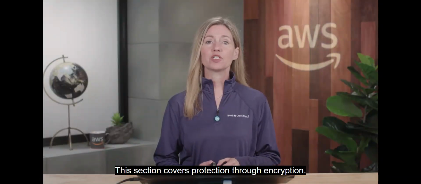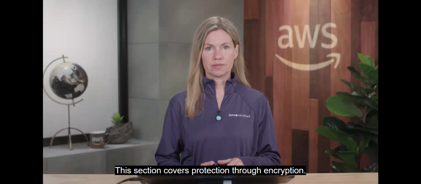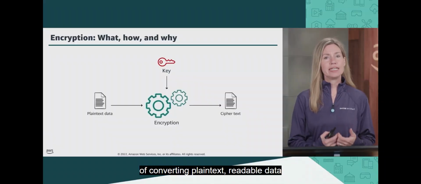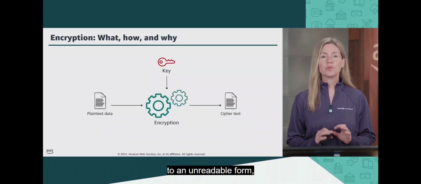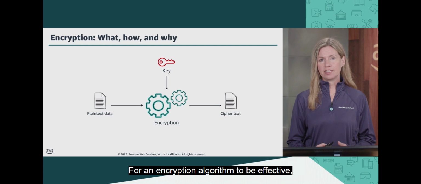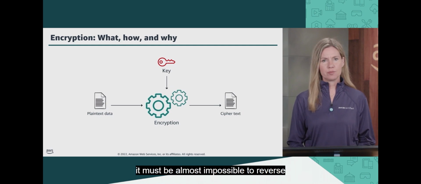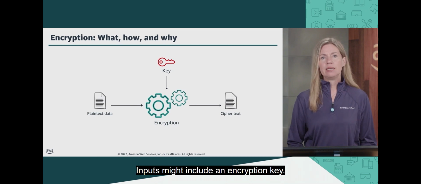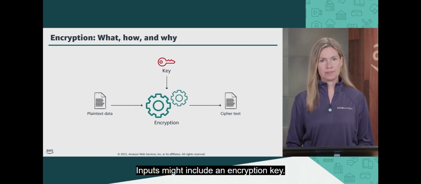This section covers protection through encryption. Encryption is the process of converting plain text, readable data to an unreadable form known as ciphertext to protect it. For an encryption algorithm to be effective, it must be almost impossible to reverse without knowing the inputs to the algorithm. Inputs might include an encryption key.